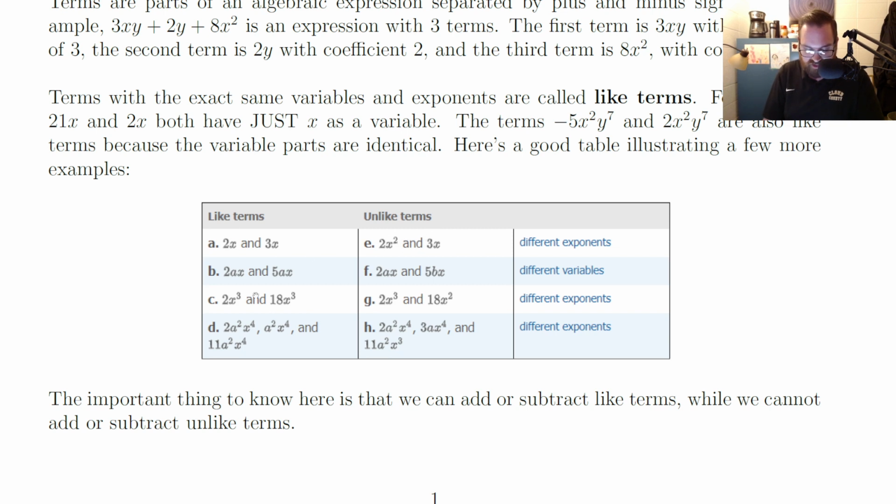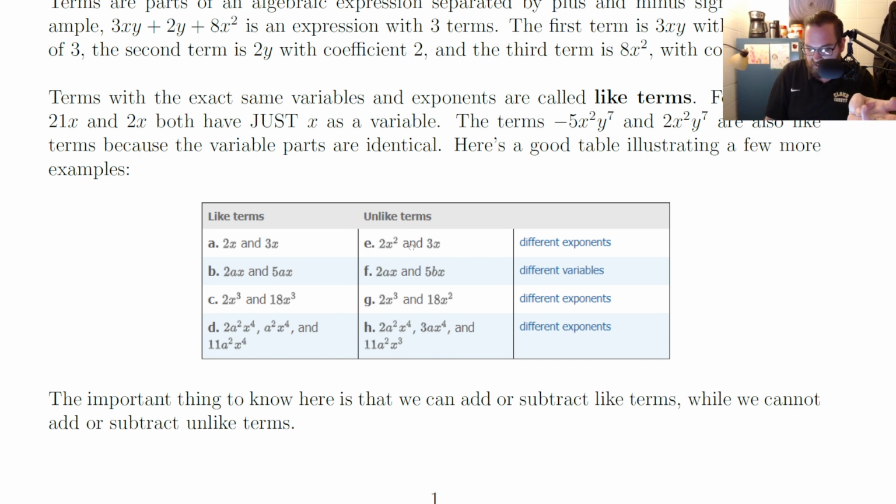Unlike terms, well, let me go through all the like terms here. I've got ax and ax, again, it's exactly the same. It's like playing a match game. x cubed and x cubed, so the exponents and the variables that they're attached to are exactly the same. a squared x to the fourth, a squared x to the fourth. I do not care about the numbers that are out in front. It makes no difference. The only thing that matters is the variables and the exponents when it comes to like terms.